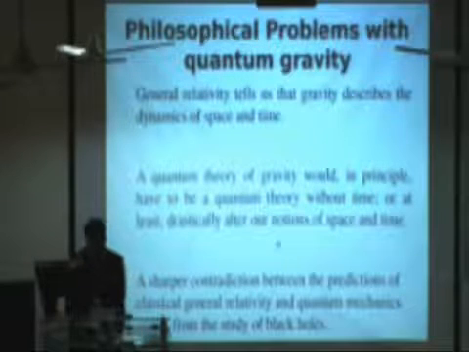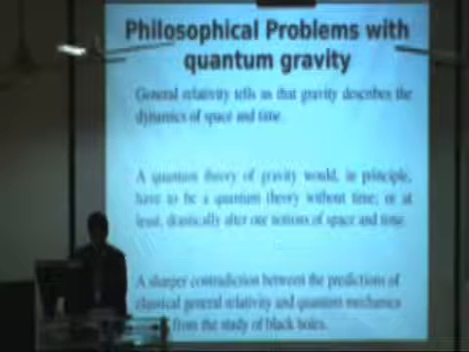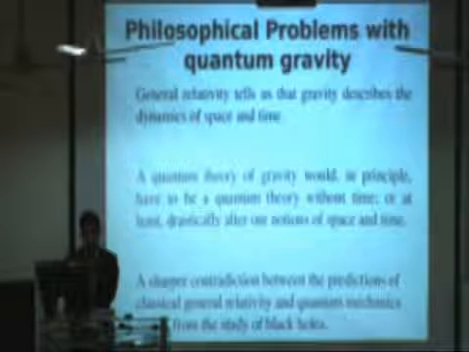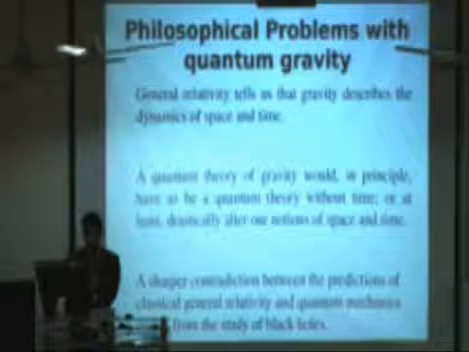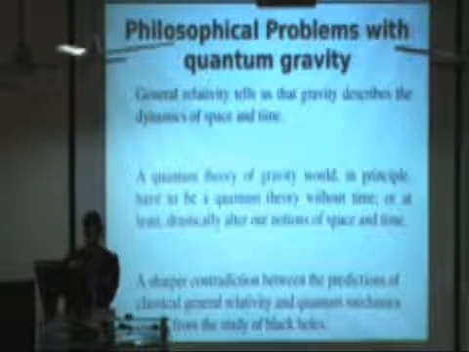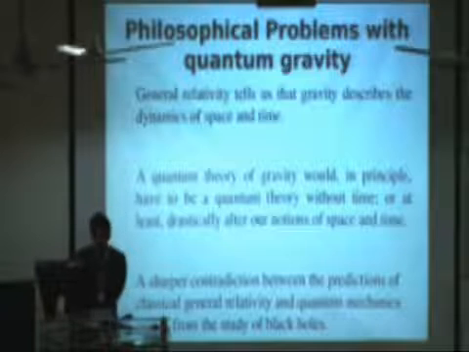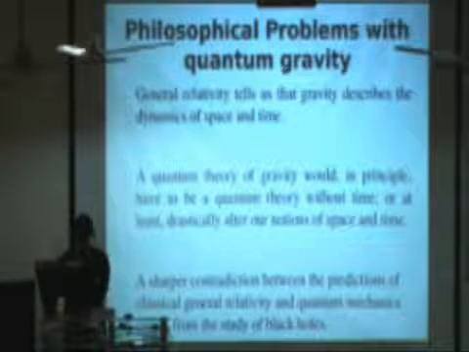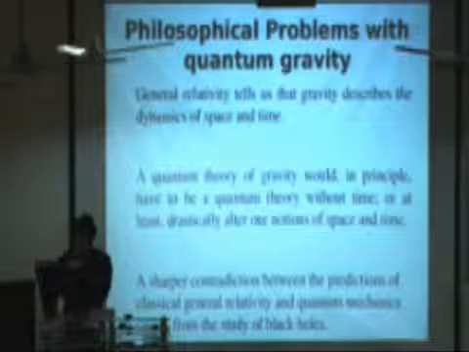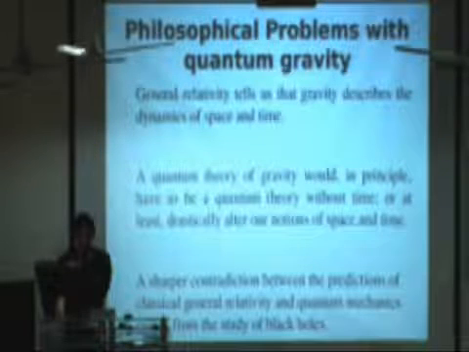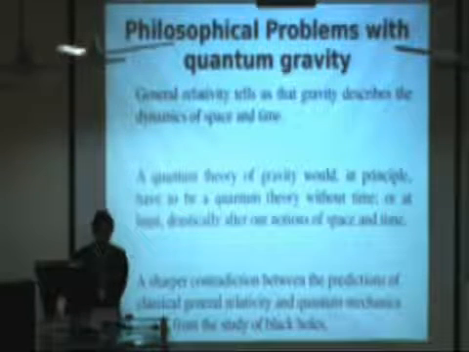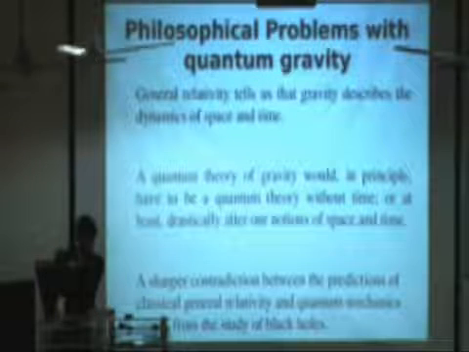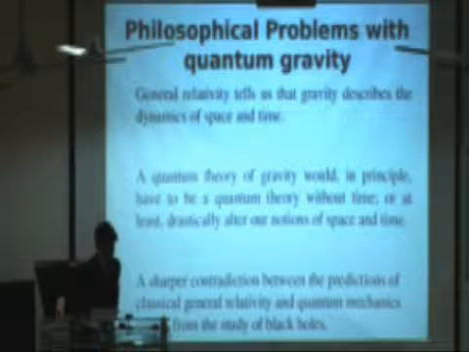Unfortunately, gravity is harder to deal with. General relativity tells us that gravity describes the dynamics of space and time. A quantum theory of gravity would, in principle, have to be a quantum theory without time, or at least drastically alter our notions of space and time. And we can make this more precise by considering the predictions of classical general relativity and quantum mechanics when we study black holes.